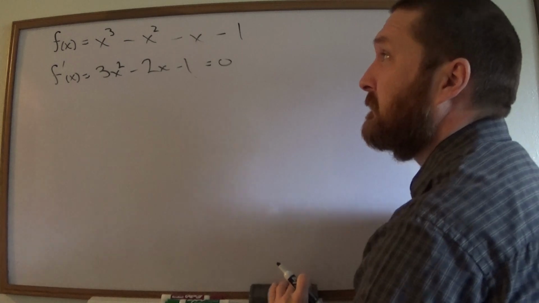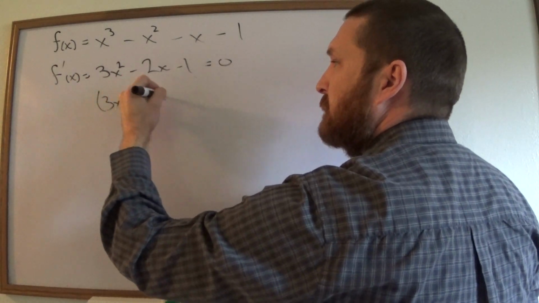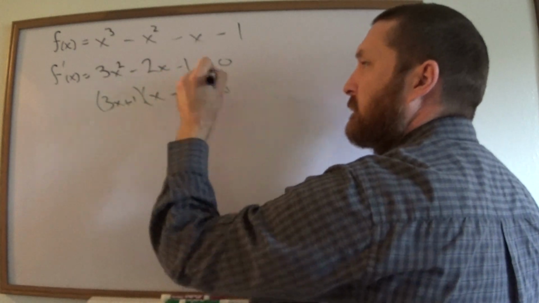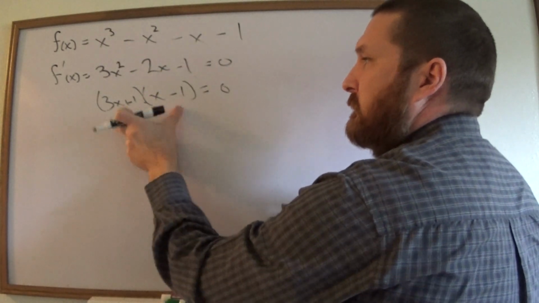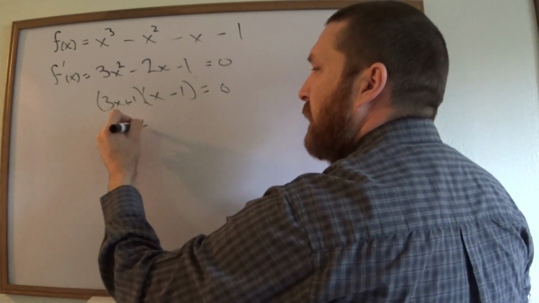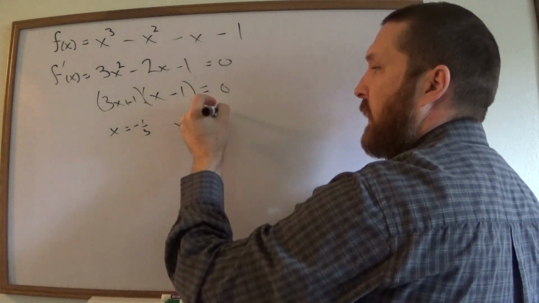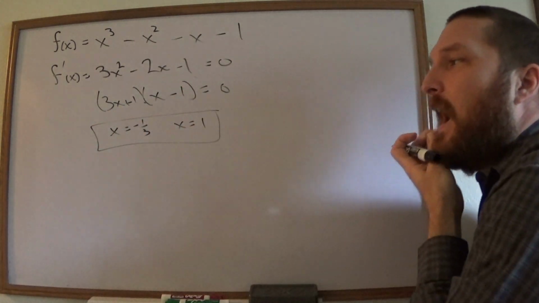All right, now let's do it. So it's 3x plus 1 times x minus 1. x equals what? Negative 1/3. There you go. Okay, so x equals negative 1/3 and x equals 1.